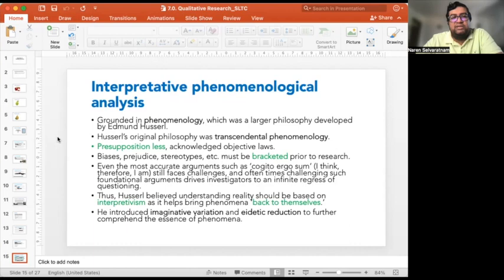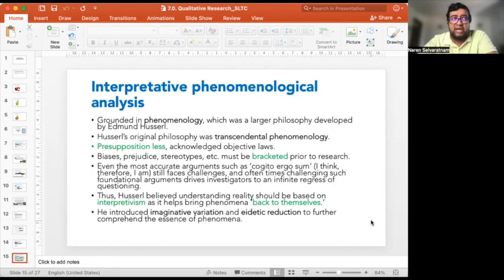So even the most accurate arguments like cogito ergo sum, which says, I think, therefore I am. This is the famous quote of Rene Descartes. If I think I know, I do exist, something like that. Even this kind of statement faces multiple challenges. They are subjected to a lot of challenges, and there are videos about why these statements are not 100% accurate, or why they are prone to more criticism, which you can read later.